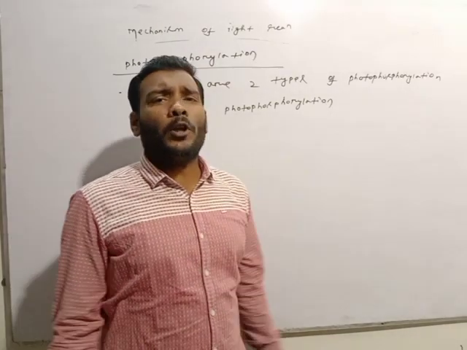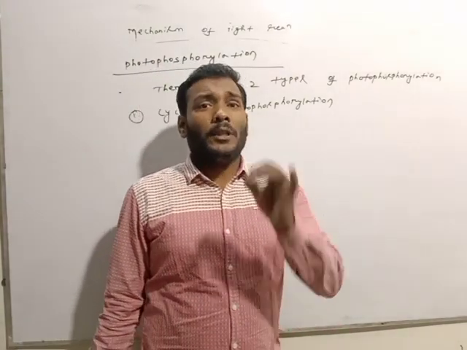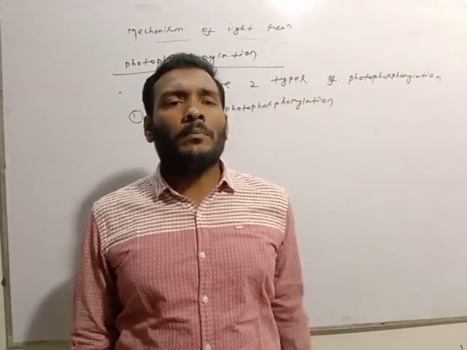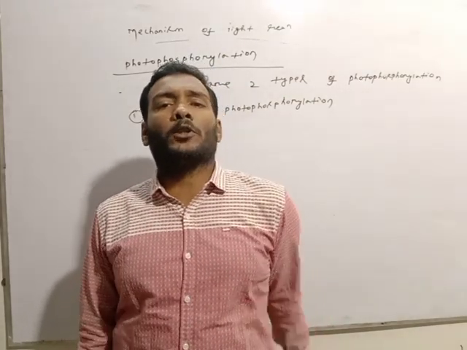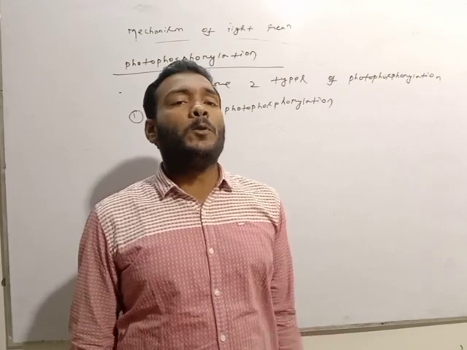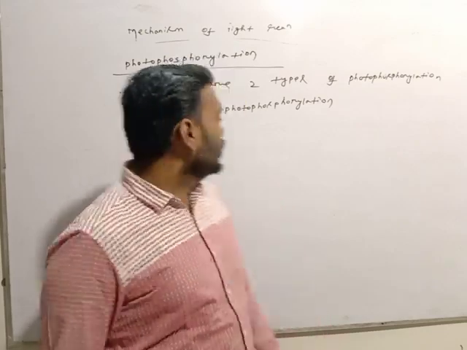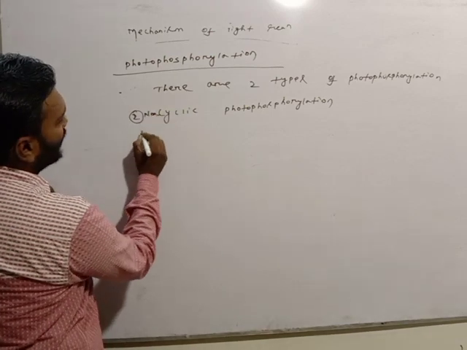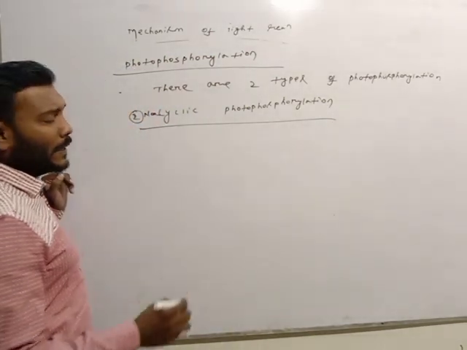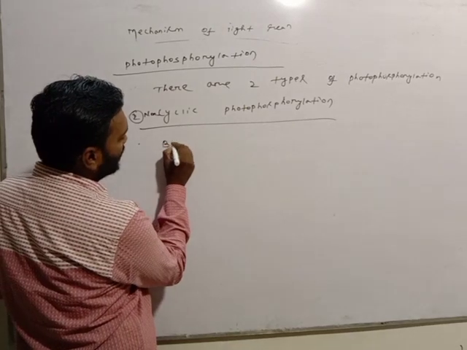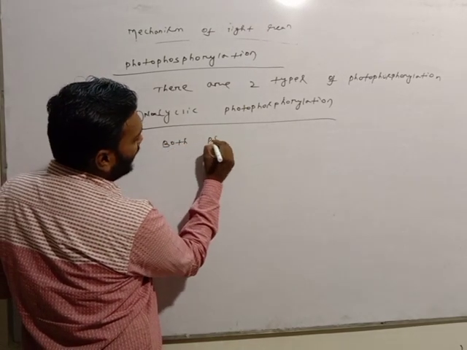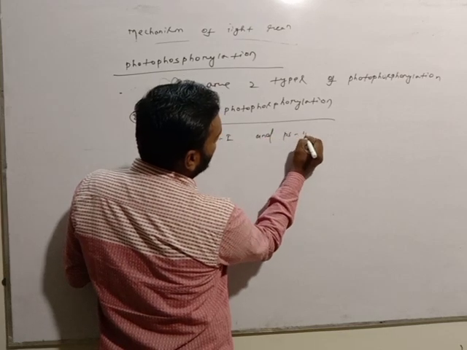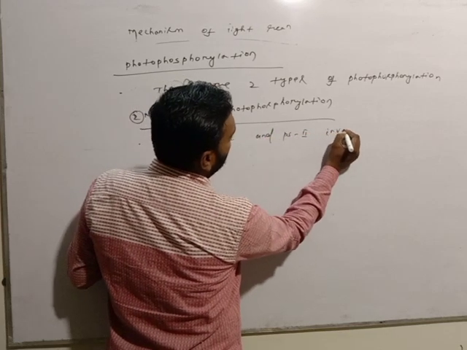In cyclic photophosphorylation, only one photosystem operates, that is PS1. But in non-cyclic photophosphorylation, what happens? There is use of two pigment systems, that means both PS1 and PS2 are involved.